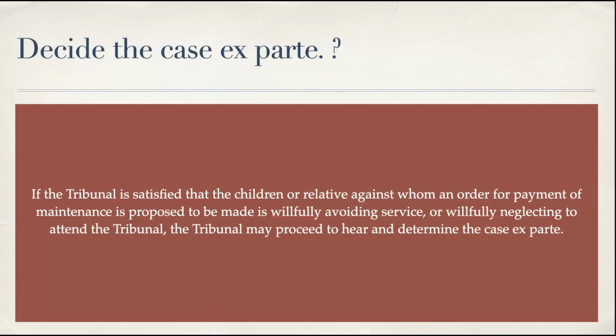Moving forward, we'll be understanding deciding the case ex parte, that means without the other party. Now, when does this happen? If the tribunal is satisfied that the children or relative against whom an order for payment of maintenance is proposed to be made is willfully avoiding service or willfully neglecting to attend the tribunal, it may proceed to hear and determine the case ex parte. So in case there is non-cooperation, the tribunal can very well decide the case ex parte.